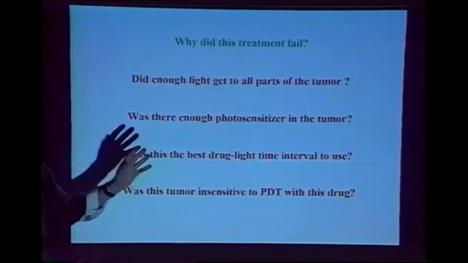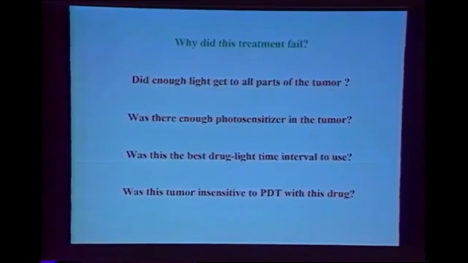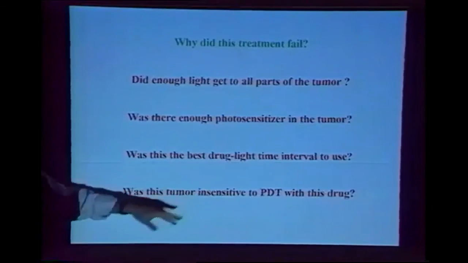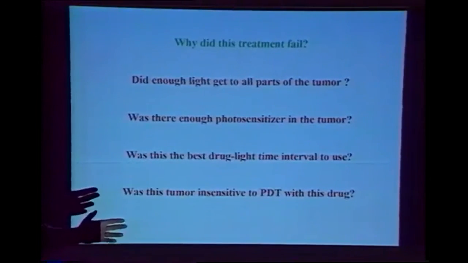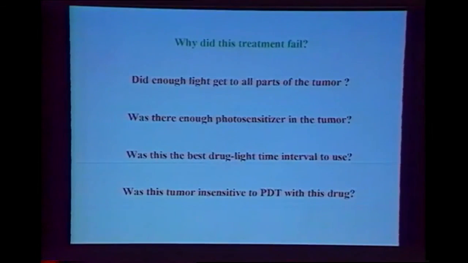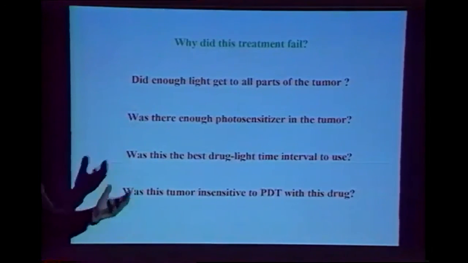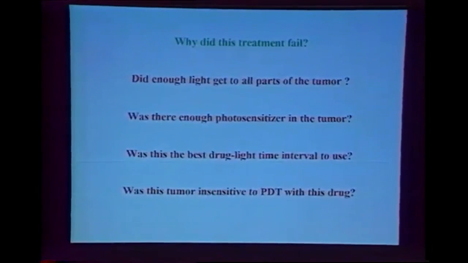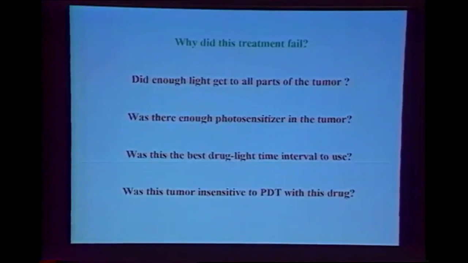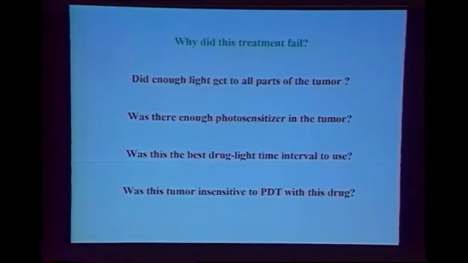Did we use the best drug-light interval? Maybe the pharmacokinetics in this guy were crazy. He had lots and lots of treatments, maybe just crazy pharmacokinetics. Maybe this tumor didn't care, and for some reason you could not kill this type of tumor with Photofrin-based PDT. It's hard to believe, because you have vessels and you always have the vascular damage. Yeah. So something should happen. But this gentleman, nothing. Zero.